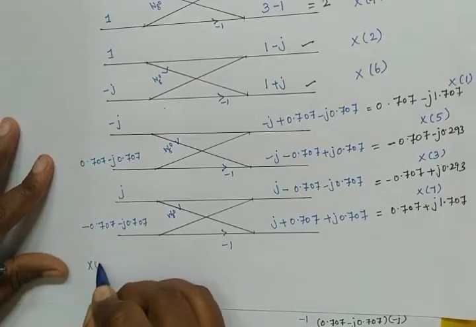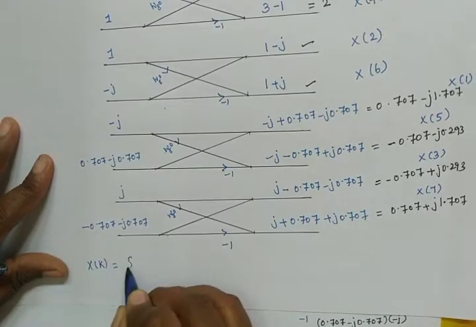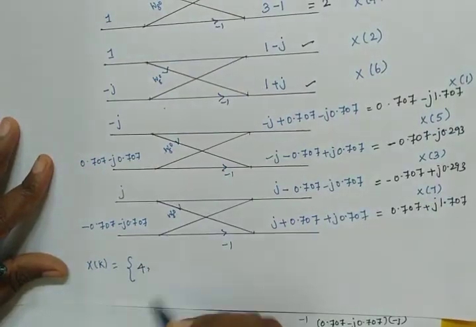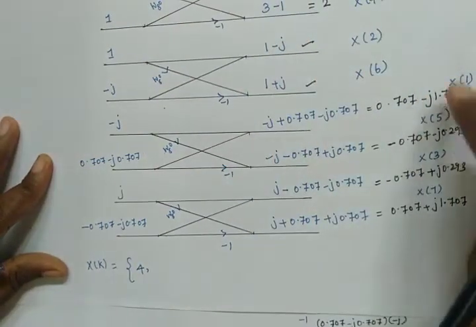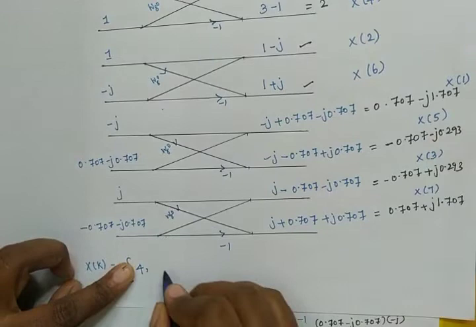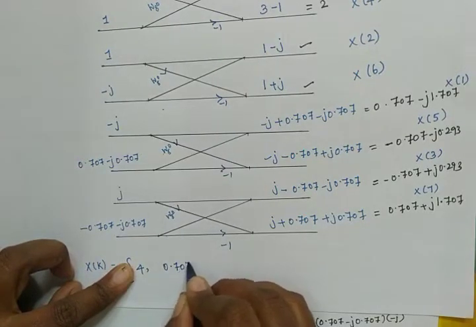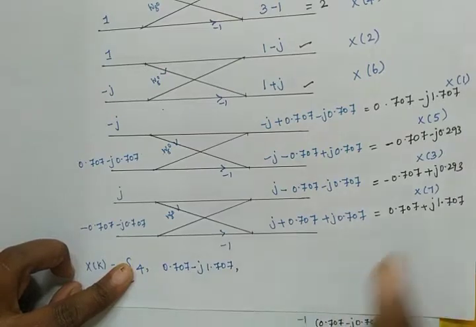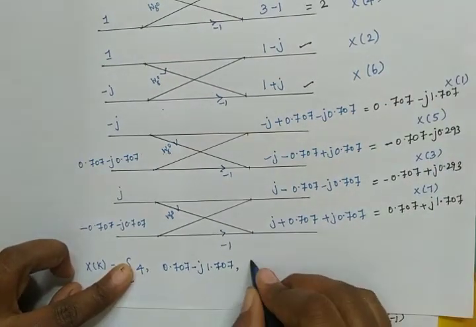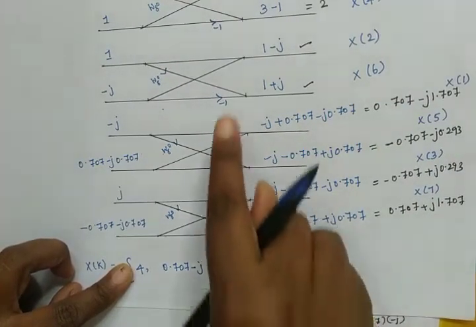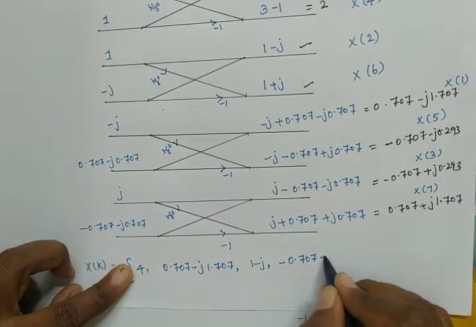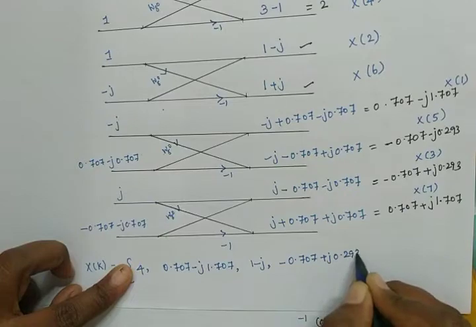Therefore x of k, which is equal to, now represent, what is x of 0? X of 0 is 4. What is x of 1? Now check where is x of 1. X of 1 will be 0.707 minus j 1.707. What is x of 2? That is 1 minus j. What is x of 3? That is minus 0.707 plus j 0.293.